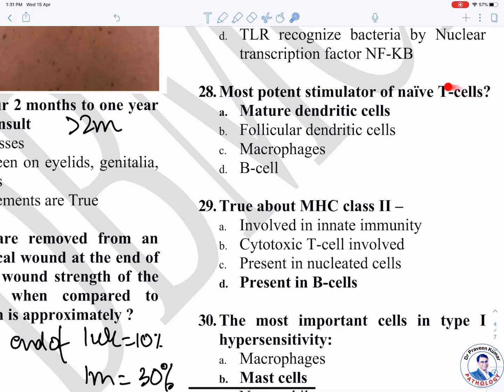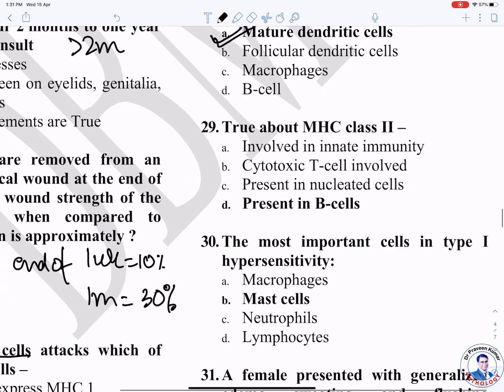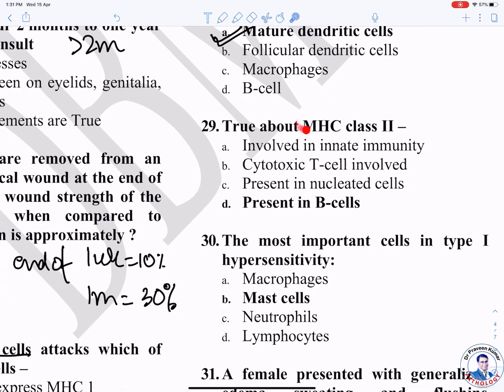28 is a straightaway question. Most potent, the answer is mature dendritic cells. Okay. 29, so about MHC2 is the question. Obviously MHC2 is not involved in innate immunity. Okay, so it is not involved in innate immunity, it is adaptive immunity. It is not cytotoxic T cells, it is helper T cells, TH cells are involved, and not in nucleated cells, it is on APCs. The best answer is D.